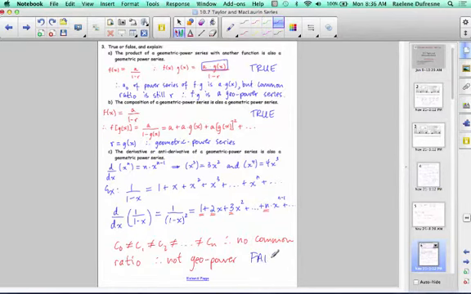I've only shown the example here, or the counterexample, for derivatives, but of course antiderivatives have the inverse type of behavior. The antiderivative of x to the n is x to the n plus 1 divided by n plus 1, and as a result, the antiderivative will not be a geometric power series either.